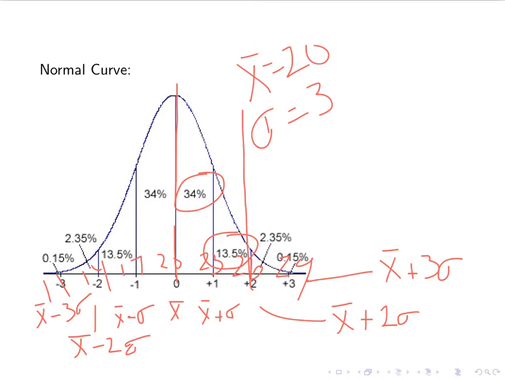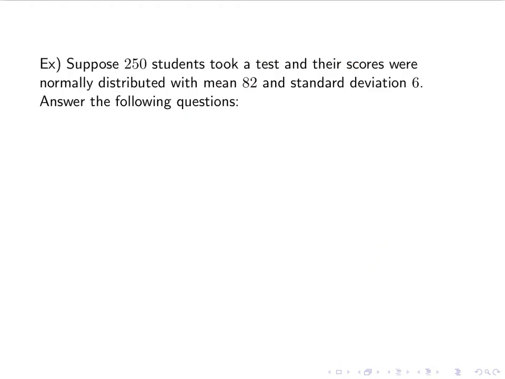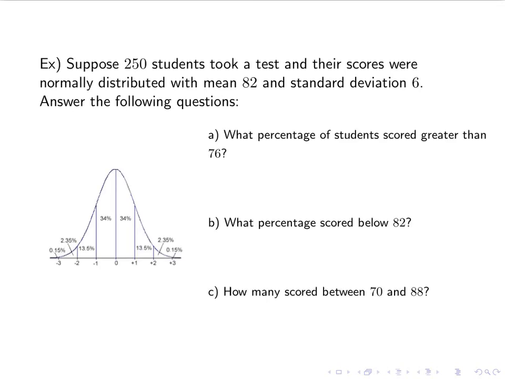So let's try out an actual example. Suppose 250 students took a test and their scores were normally distributed with a mean of 82 and a standard deviation of 6. Answer the following questions. So I have my standard normal curve off to the left, and then I've got 3 questions. What percentage of students scored greater than 76? What percent scored below 82? And how many scored between 70 and 88?